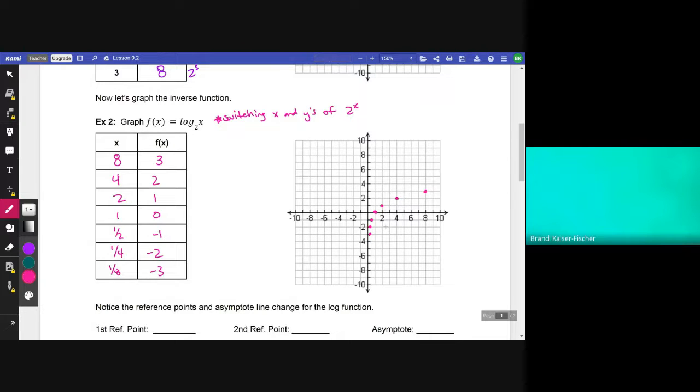But notice the direction of this log. I can't really even go very far left. It looks like it almost just goes straight down right here. And then it goes up and over slowly to the right. Okay. So this is a basic log function. And that's kind of the general shape of our logs.